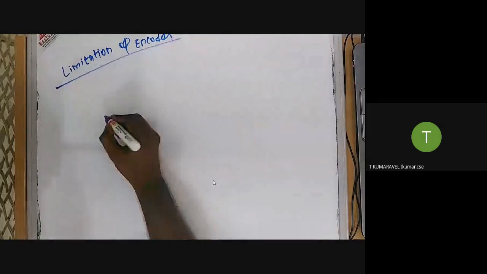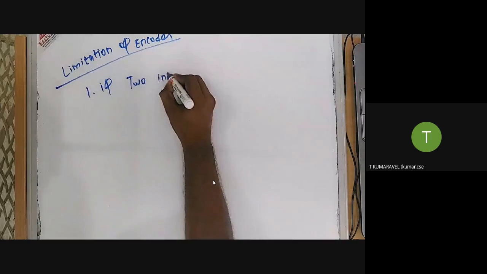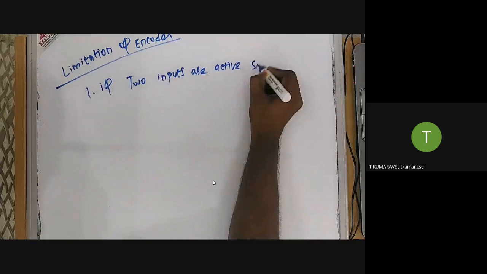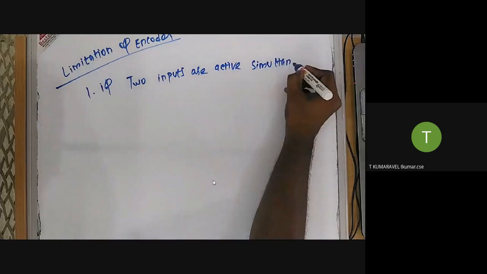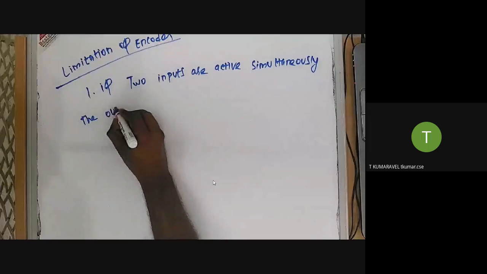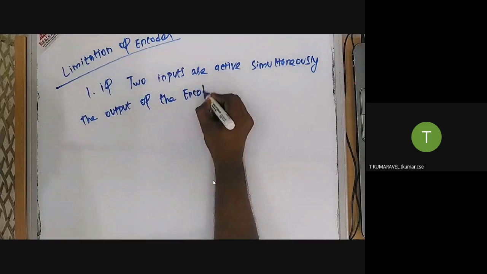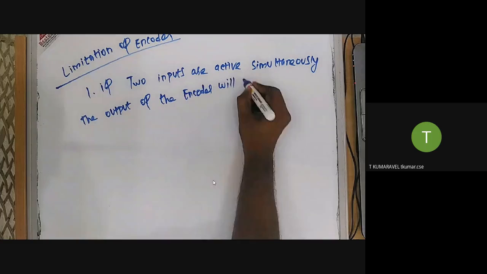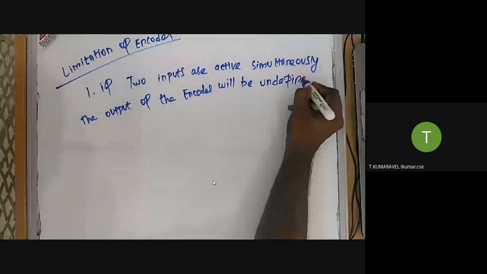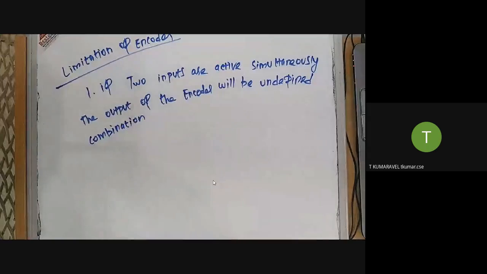The first limitation is: if two inputs are active simultaneously, the output of the encoder will be undefined, an undefined combination.